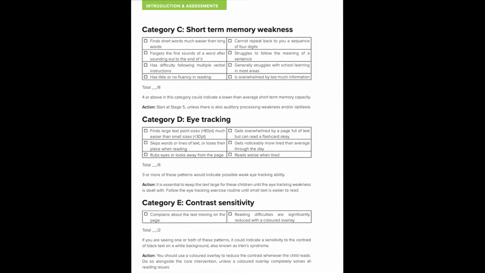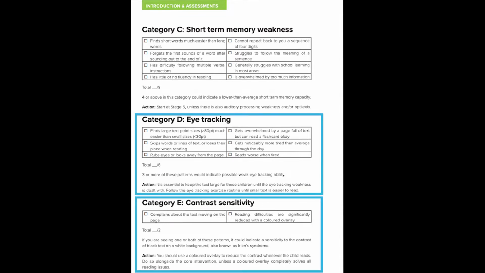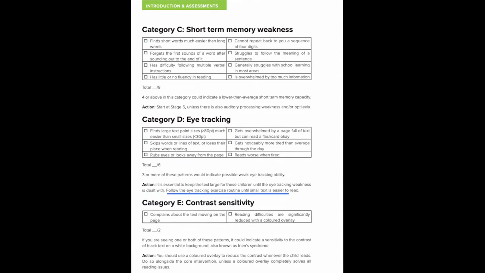The only time when this rule does not apply is if a child is only showing weakness with category D, eye tracking, or category E, contrast sensitivity. If these are the only difficulties for a child, then you can complete the 10-day eye tracking exercises for the eye tracking issue or use a coloured overlay for the contrast sensitivity issue. You don't need to put that child onto the rest of the intervention if one of those is the only thing causing the problem. So let's go back to Jim, who we worked out is only scoring high in category C and so is going to start on stage 5.